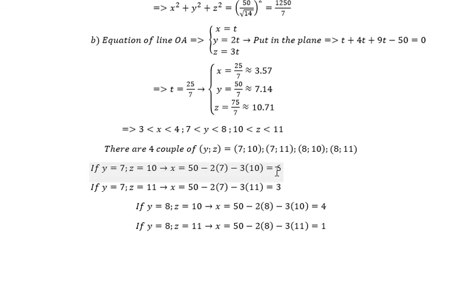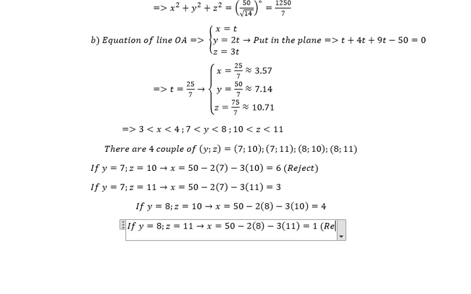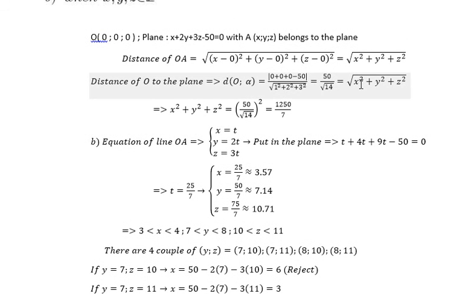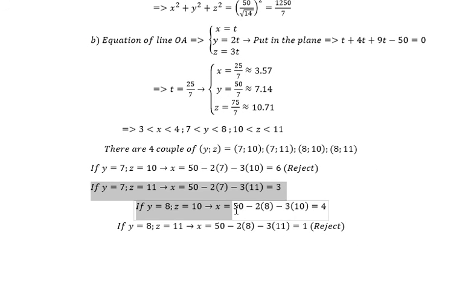After we calculate x in the 4 situations, we can see that this number and this number are very close to x, y, and z. So we can reject this one, and we reject this one. Now we put back into x squared plus y squared plus z squared. We need to compare two situations here.